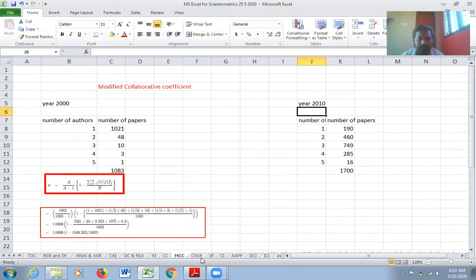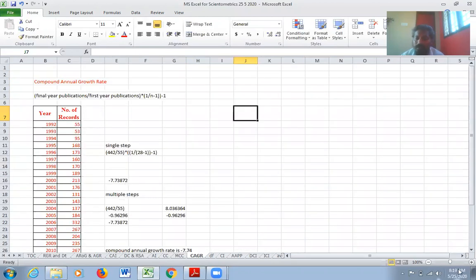Fine. Then comes compound annual growth rate. It's a very popular scientific indicator. When you have publications over a period of time, of course you can calculate the annual growth rate, and apart from that, you can find out the compound annual growth rate. What is the formula? Final year publications divided by first year publications, you get some answer. Multiply it with 1 by 1 minus 1, then minus 1. Fine. So what is the formula here?